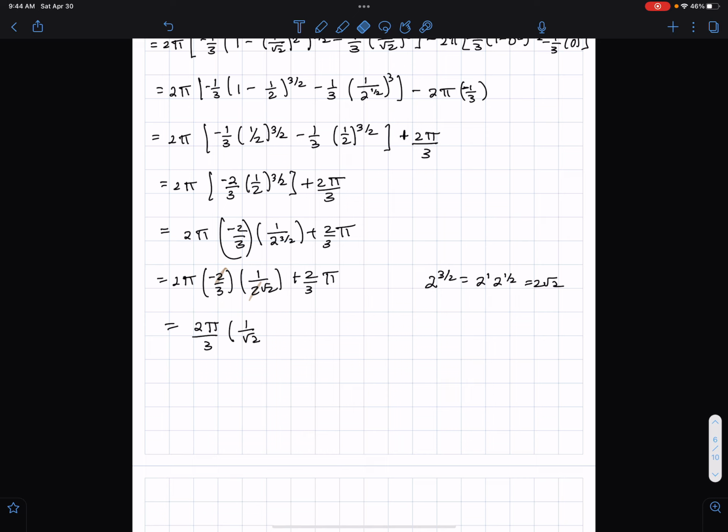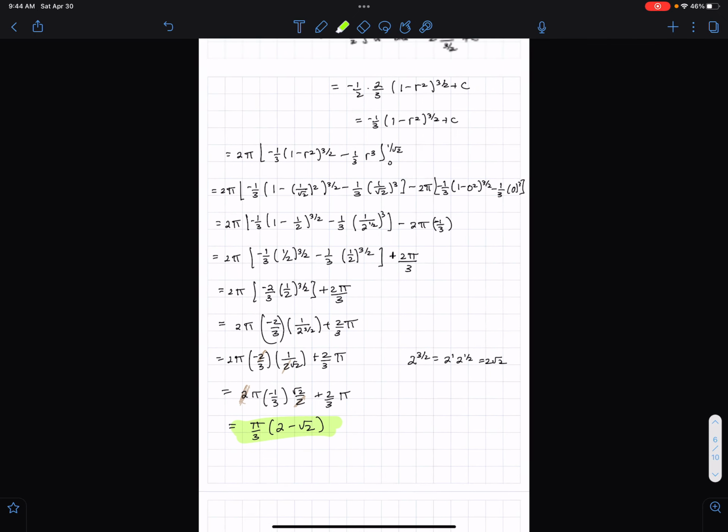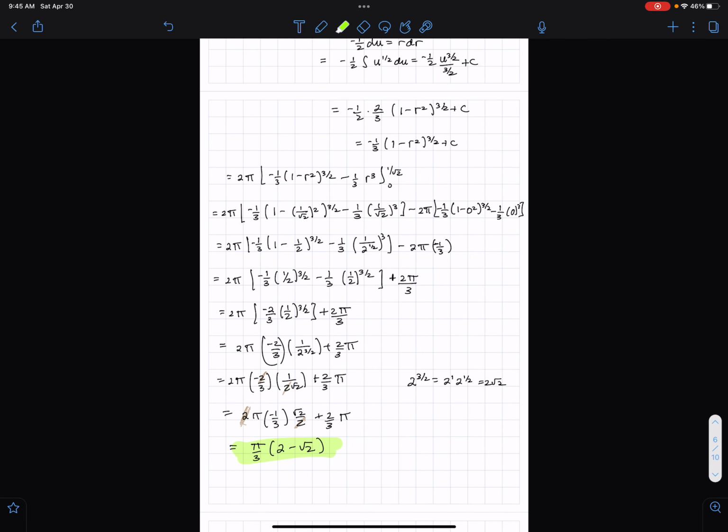Okay, hold on. Let's just keep working on this. Okay, 2 pi times negative 1/3. 1 over rad 2 is rad 2 over 2, plus 2/3 pi. So these guys cancel out. I'm trying to match the answer in the book. Anyway, so now I can factor out pi over 3. And then I'm left with 2 minus the square root of 2. That is the answer in the back of the textbook. So there we go. Okay, and it's a positive number. 2 is greater than the square root of 2, so 2 minus radical 2 is positive.